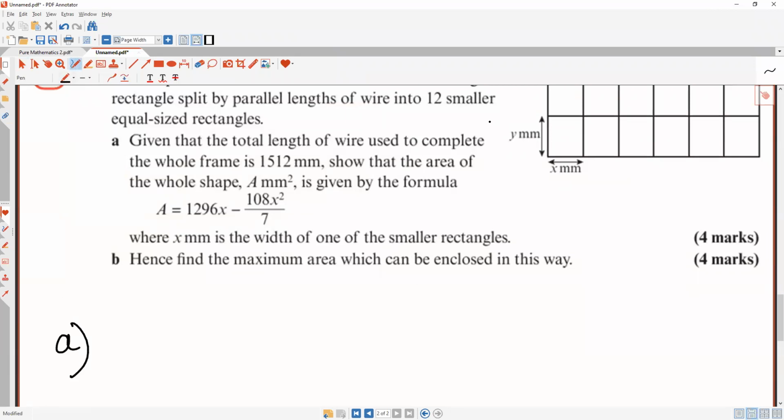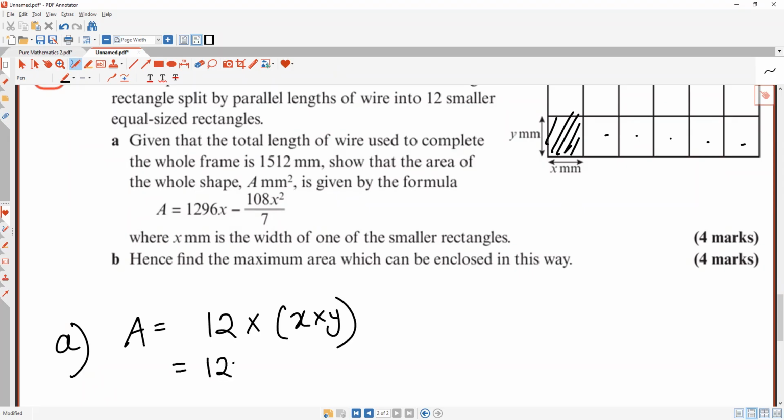Area. How many boxes do I have? One box, and 1 2 3 4 5 6, and there are 12 boxes out there. So the total area is 12 into x into y. So 12xy is my area. But as you can see, the y value is not here, so that means I have to make something with the x value. Now let's talk about the perimeter.